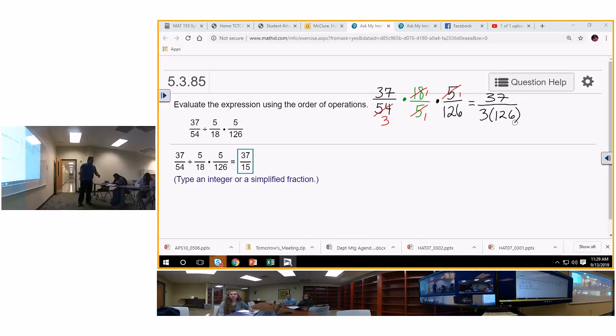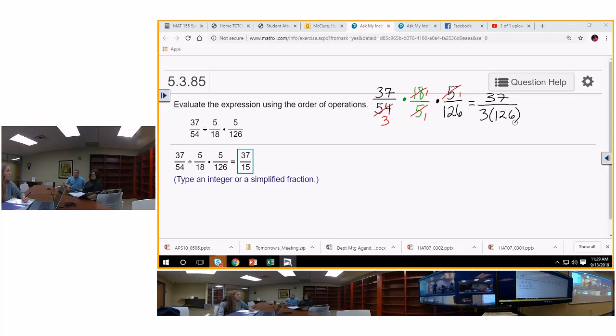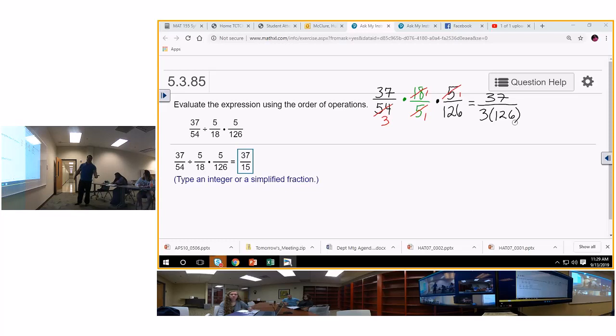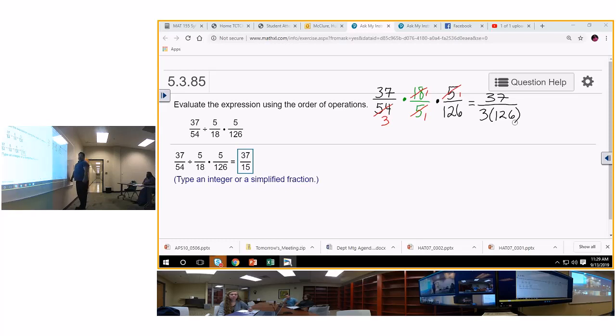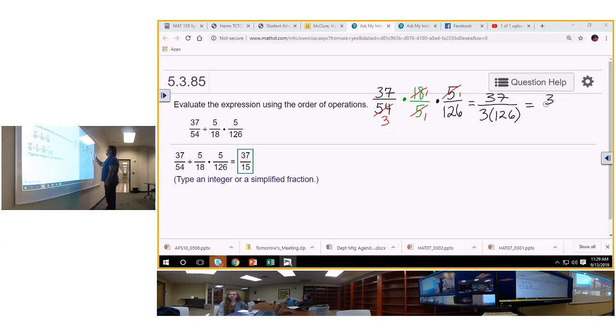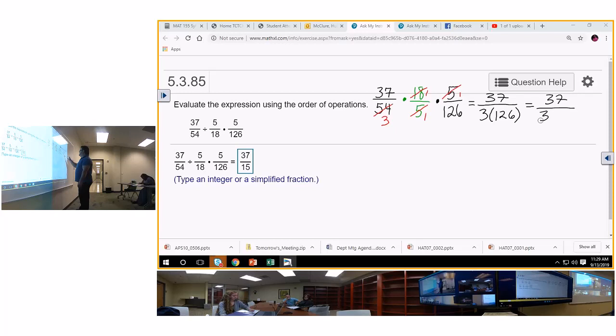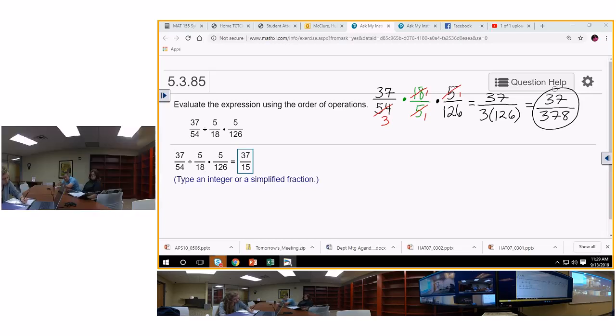Now, I'm going to ask you a real complicated question here. What's 3 times a dollar and a quarter? $3.75. 3 times a dollar and a quarter is $3.75, right? Yep. Well, what's the difference between a dollar and a quarter and a dollar and 26 cents? You had 3 cents. Good. $3.78. 37 over 378. And yes, that is a test question.